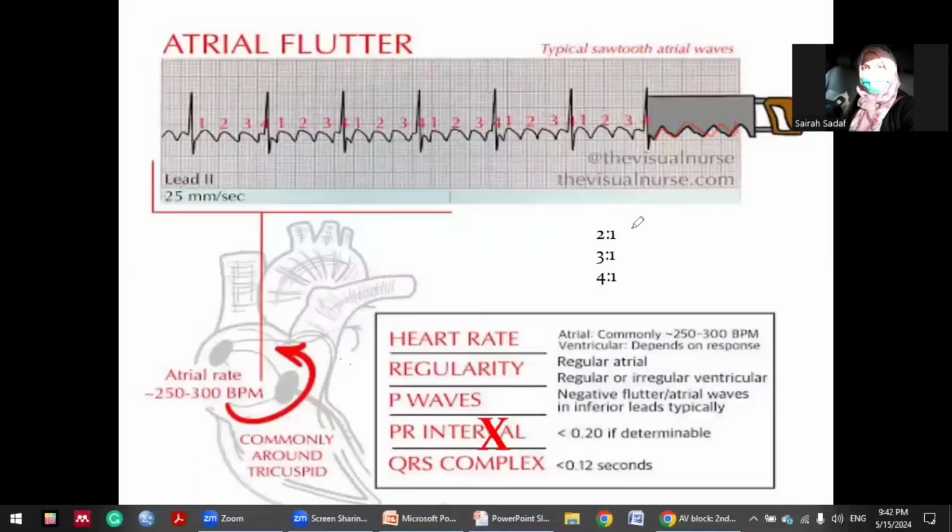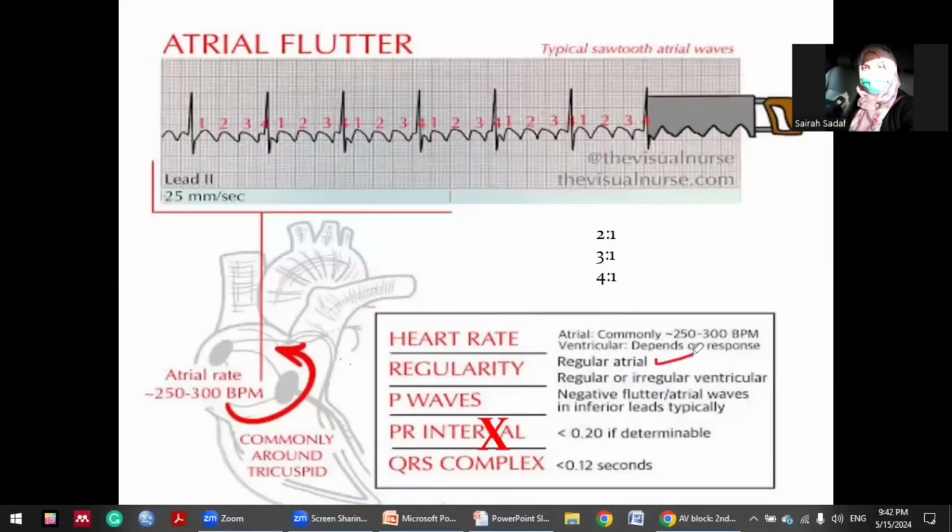Now, these can be present in 2-in-1 ratio, 3-in-1, and 4-in-1, which means that between two RR waves there will be two F waves, or three F waves, or 4 F waves, or maybe 5. And the atrial heart rate is commonly 250 to 300 beats per minute, which means that these F waves keep coming more frequently than the QRS complexes.